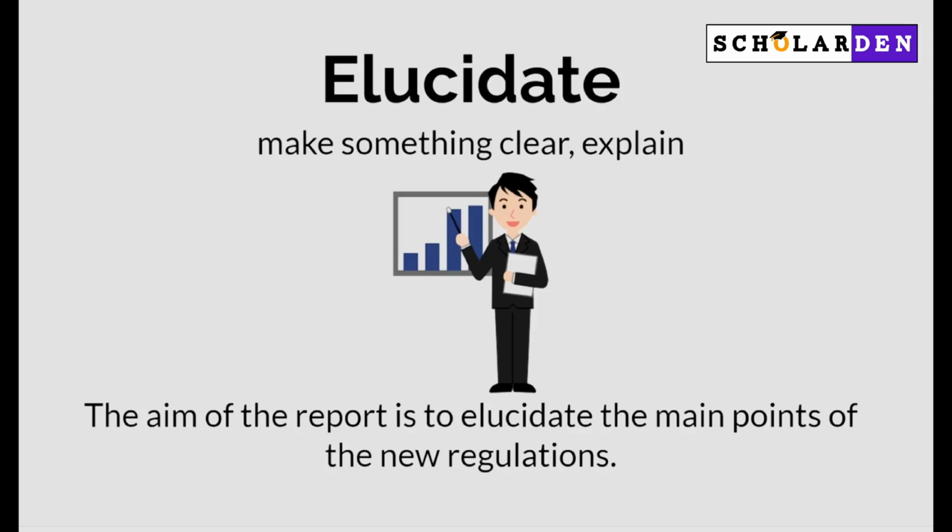Elucidate. To elucidate is to make something clear or just explain. For example, the aim of the report is to elucidate the main points of the new regulations. Or, I found his lecture fascinating and asked him to elucidate several of the topics he touched on.